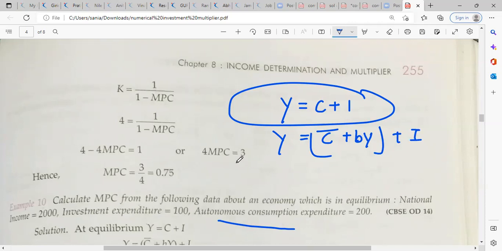So over here, what is given? Your income is given, investment is given, autonomous consumption is given. You have to calculate MPC. So that means from here, what you have to calculate? b. Y means income now. So you have to calculate only b, because b is MPC, right? So we'll put the value and we'll get the answer quickly.